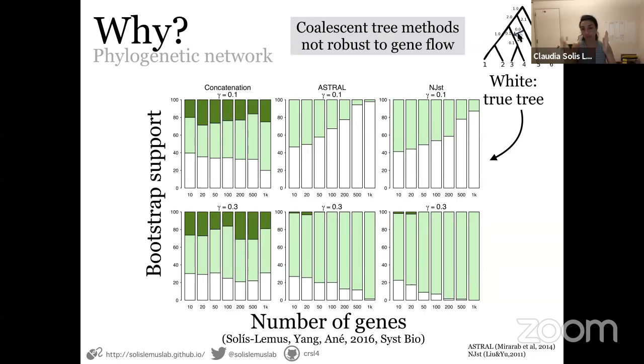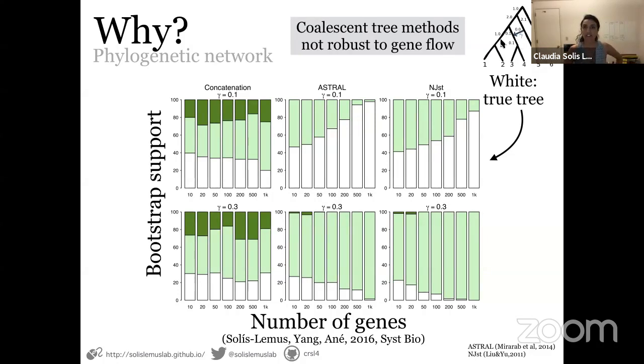So we compare three options: concatenation, Astral, and NJST. Concatenation did not perform well in these simulations, so I'm not going to discuss it. I'm going to just focus on Astral and NJST for now. They're both coalescent-based methods in which you first go from sequences to gene trees, and then from gene trees to species tree. So what we would love is for the tree method to reconstruct the main tree, that is the tree without the arrow, right? That would be our hope.